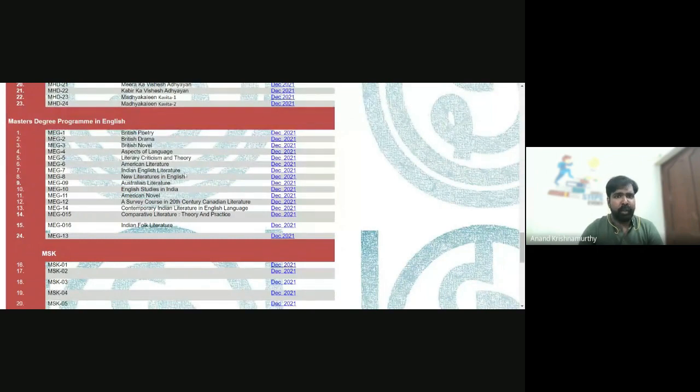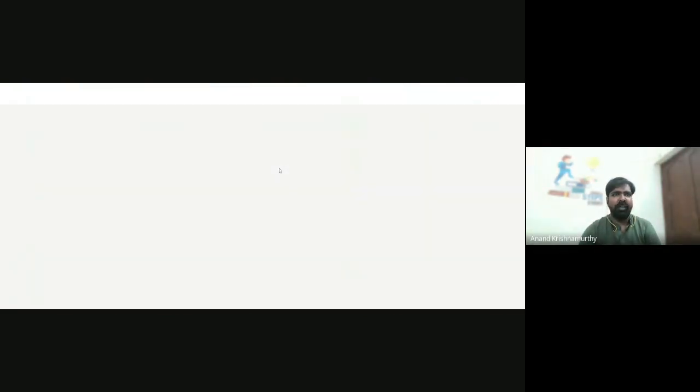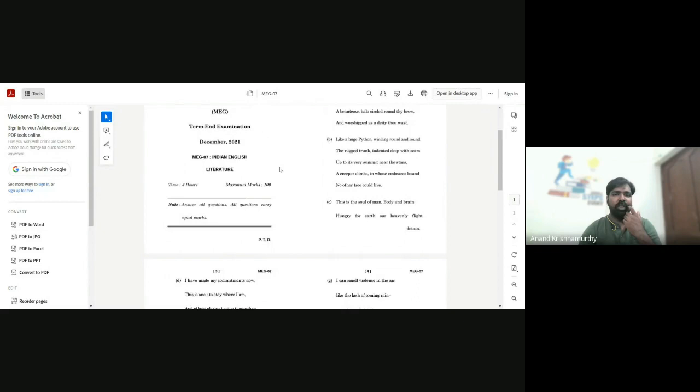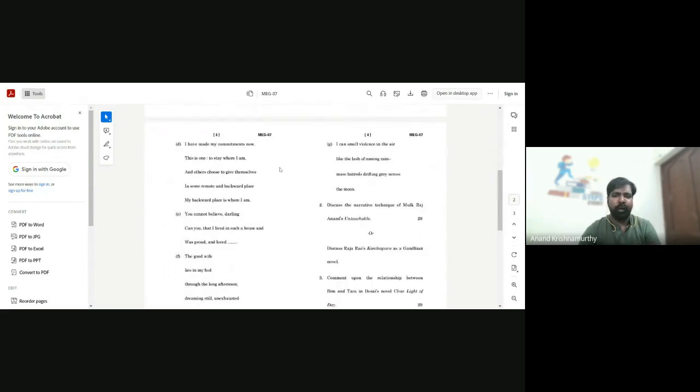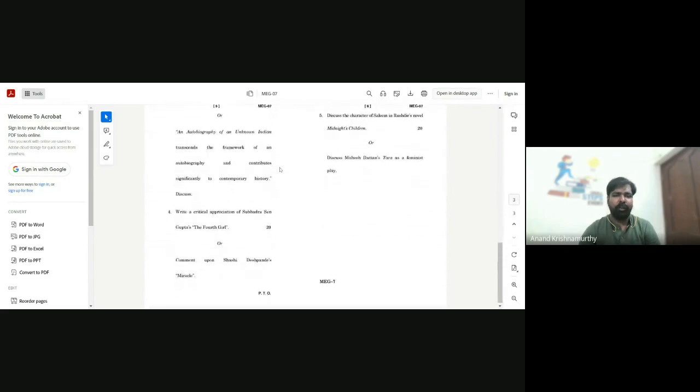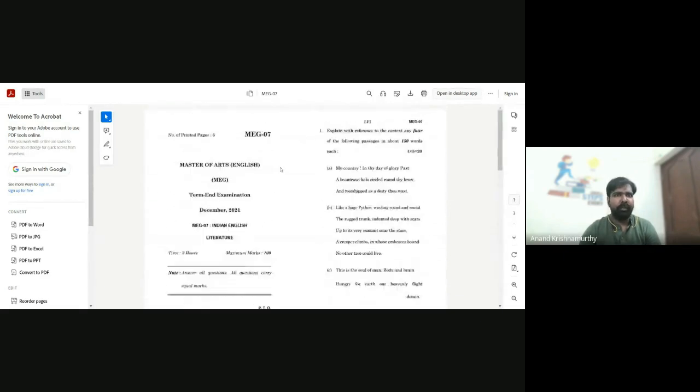There you have this paper called MEG 7. You can apply this to all the other papers. I'm taking MEG 7 because I'm dealing with MEG 7. Okay, so opt MEG 7 and you will be taken to the model question paper. The moment you look at the model question paper, if this were an offline class, I'm sure you will have a loud moan at this point of time by looking at this question paper.